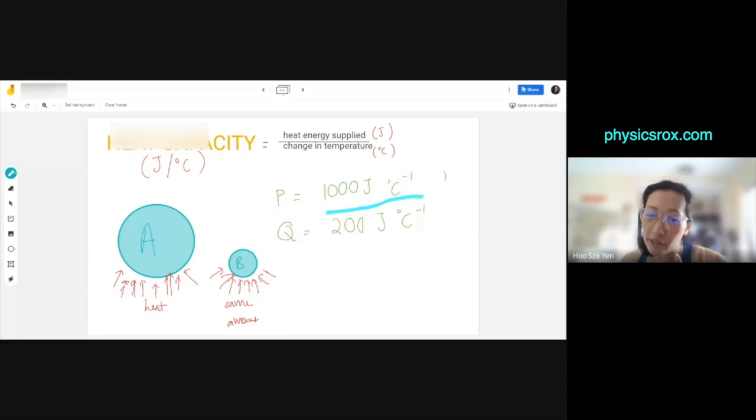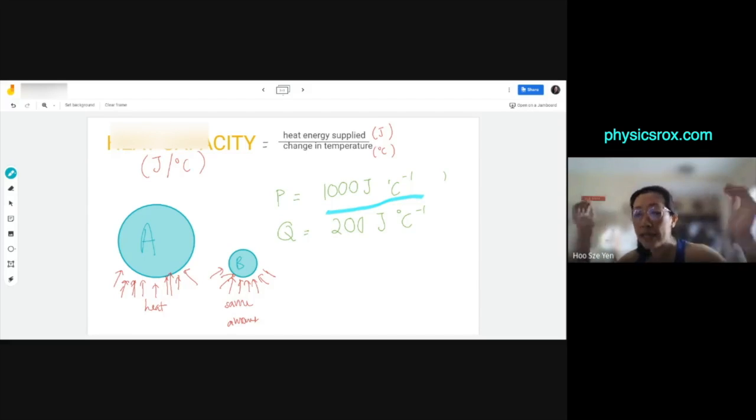So we say change in temperature because it's not about what the temperature is. Like right now, let's say 25 degrees Celsius. We don't care what is the current temperature, because now we're talking about changes. You put in heat, we know when you put in heat, the temperature increases, right? You don't put in heat, no temperature change, right? So you put in the heat, then the temperature goes up. How much heat energy is needed to make the temperature increase?